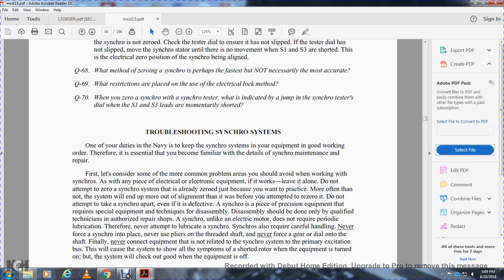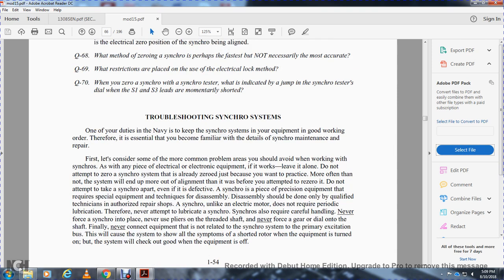All right, troubleshooting synchro systems. One of the duties is to keep the synchro system equivalent to a good working one, therefore it is essential to become familiar with the detailed synchro system maintenance and repair.